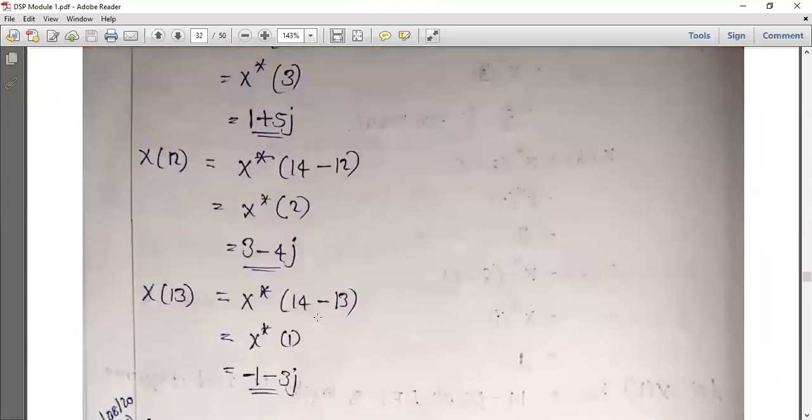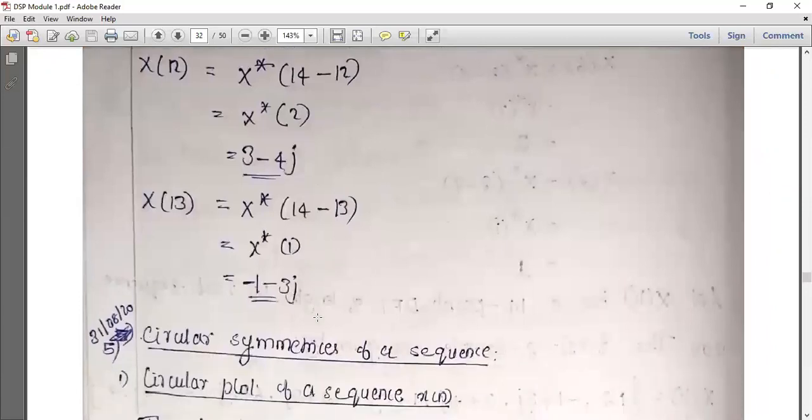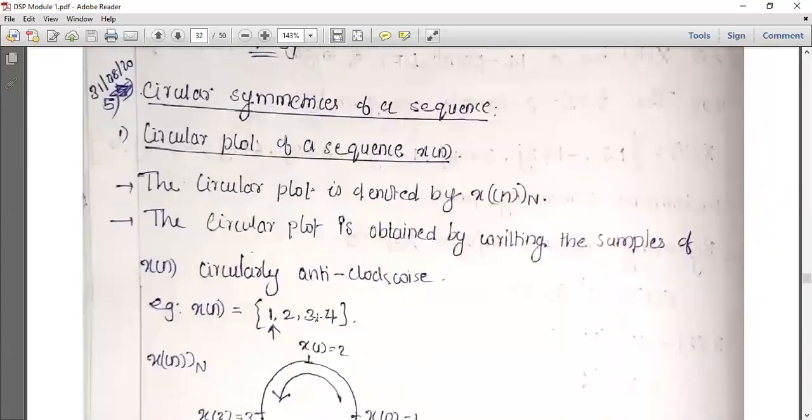Then we are moving to the next property, that is circular symmetry of a sequence.